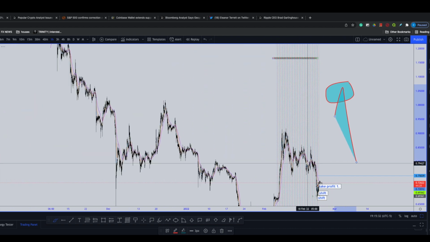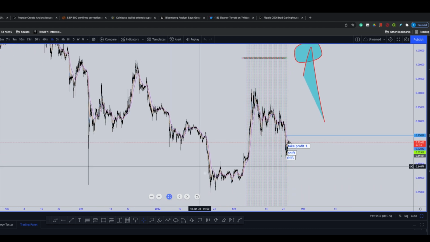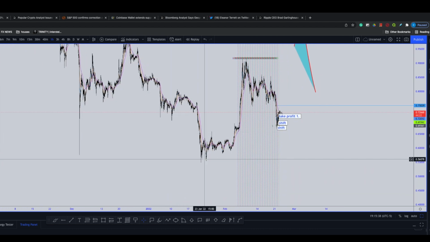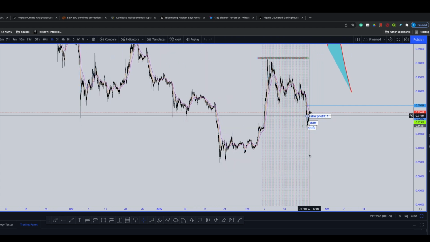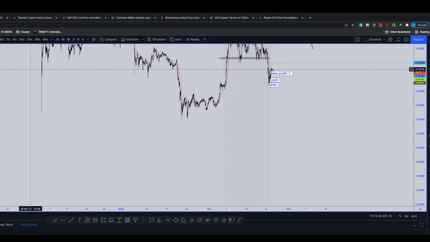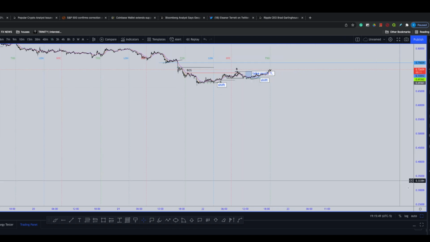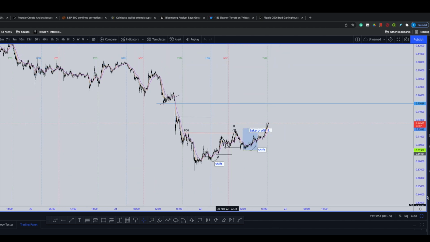But overall, I think that before we see a new all-time high on XRP, we are going to see another dip buying opportunity, quote unquote. Again, this isn't financial advice. I'm not telling you guys to buy here or buy there. This is just my long-term technical analysis. Going back down to the lower time frame, let's talk about this trade entry real fast before we wrap this video up.